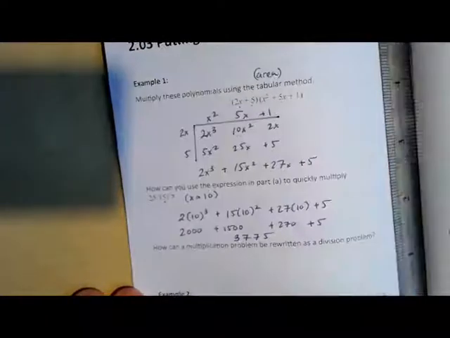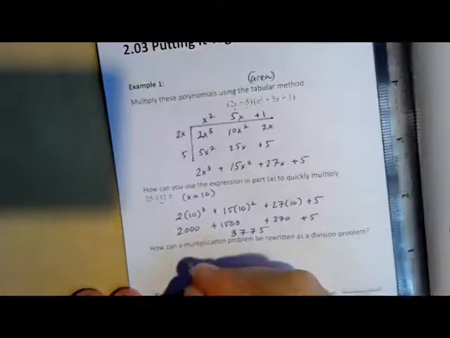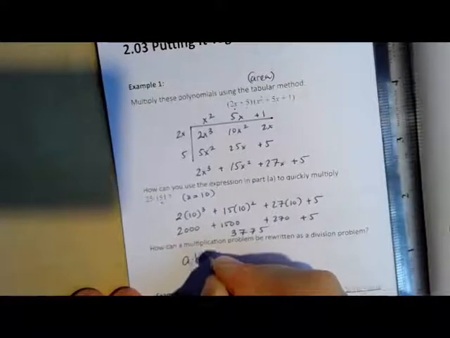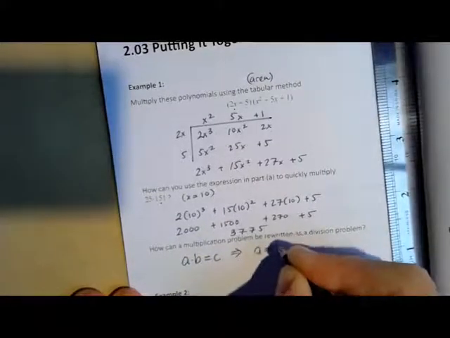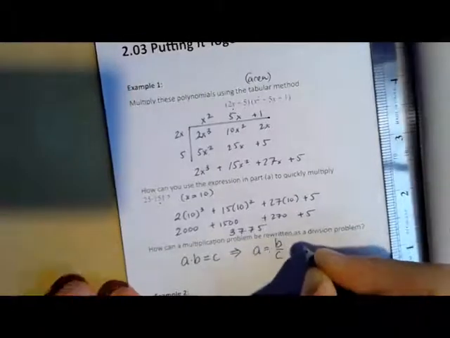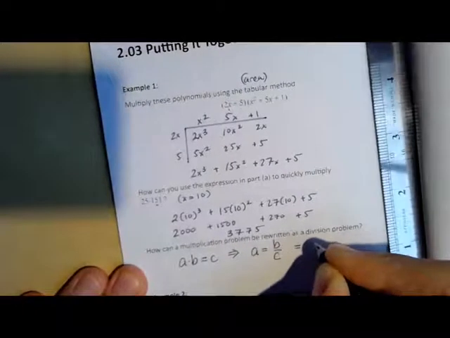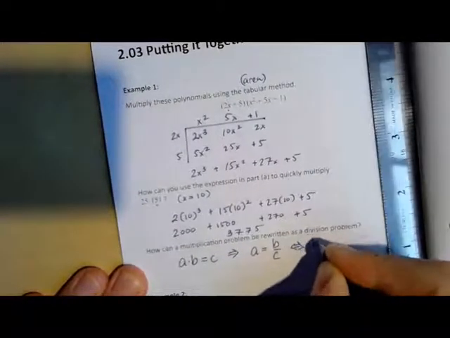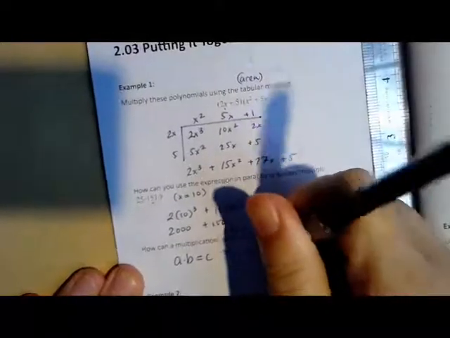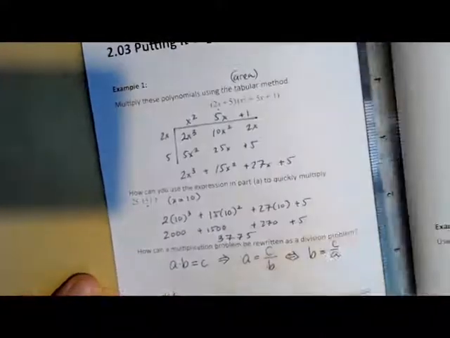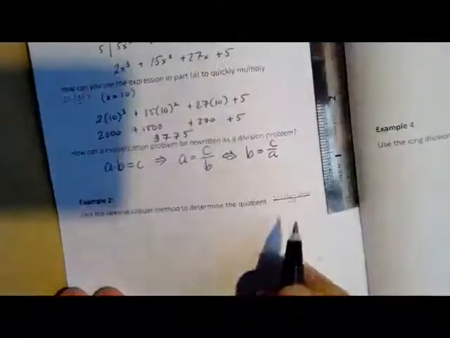How can a multiplication problem be rewritten into a division problem is how we're going to take this to the next step. A multiplication problem can be rewritten as a division problem. If I have a times b equals c, then I can in turn say that b must be equal to c divided by a, or a is equal to c divided by b.